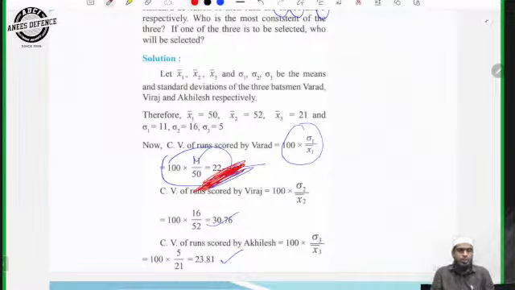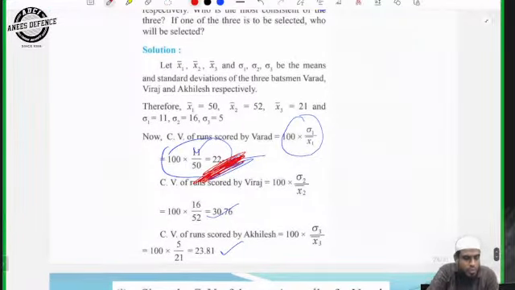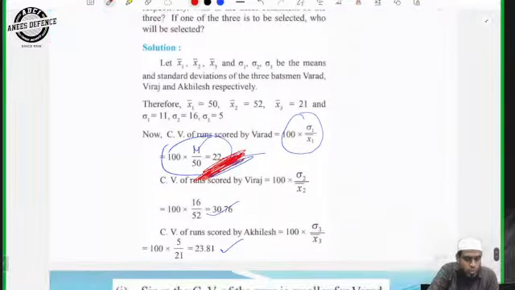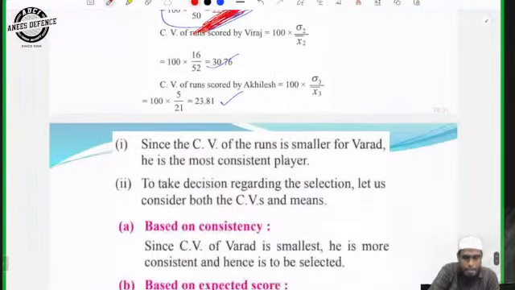So the data with the lower value of CV will be more consistent in nature. Distribution with the small value of coefficient of variation is more compact or homogeneous, or we can say that it is more consistent in nature. So here, out of three persons, Varad is the most consistent person.